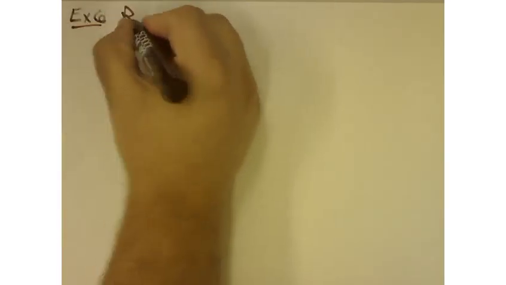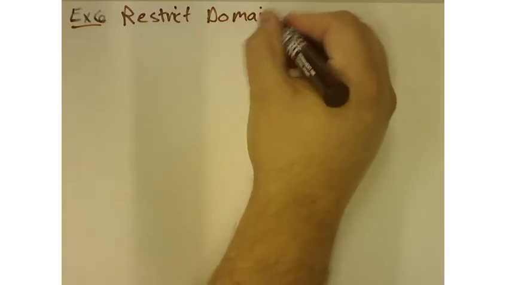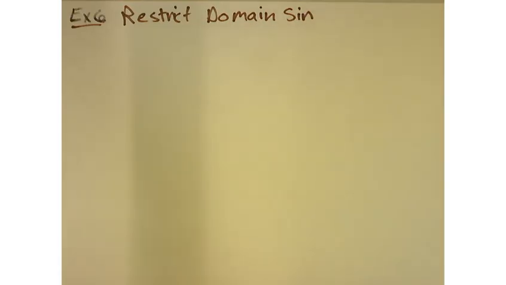For example number 6 out of our textbook, example number 6 wants us to restrict the domain of sine. And so I guess what we need to do is first remember what the domain for sine is and then the reasons why we would restrict it.